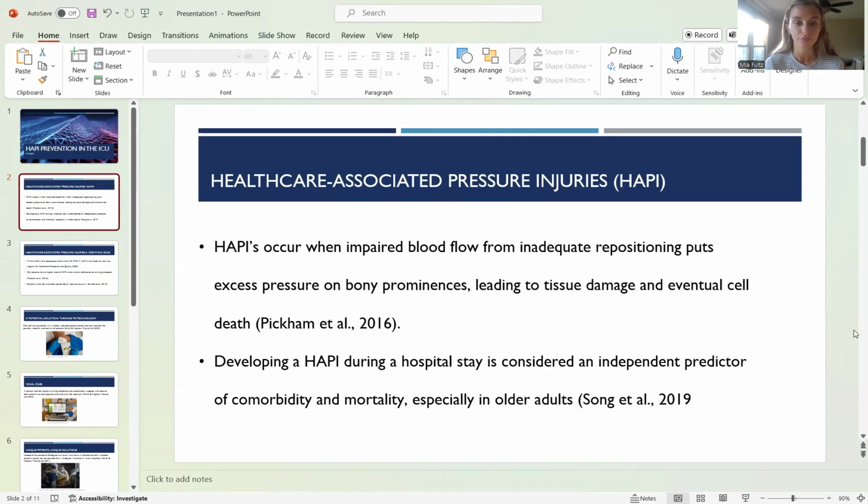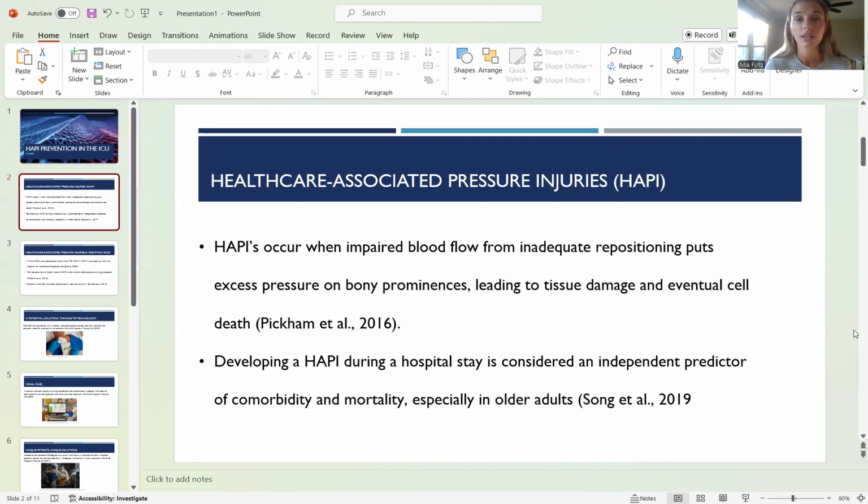the spine. Developing a HAPI during a hospital stay is considered an independent predictor of comorbidity and mortality. This is especially true of older adults. I work in the medical ICU and we do see a majority of older adults. We also see people with poor skin integrity, or open areas, a lot of moisture damage, which are other predictors of a HAPI occurring. We also see people with poor sensory integration.